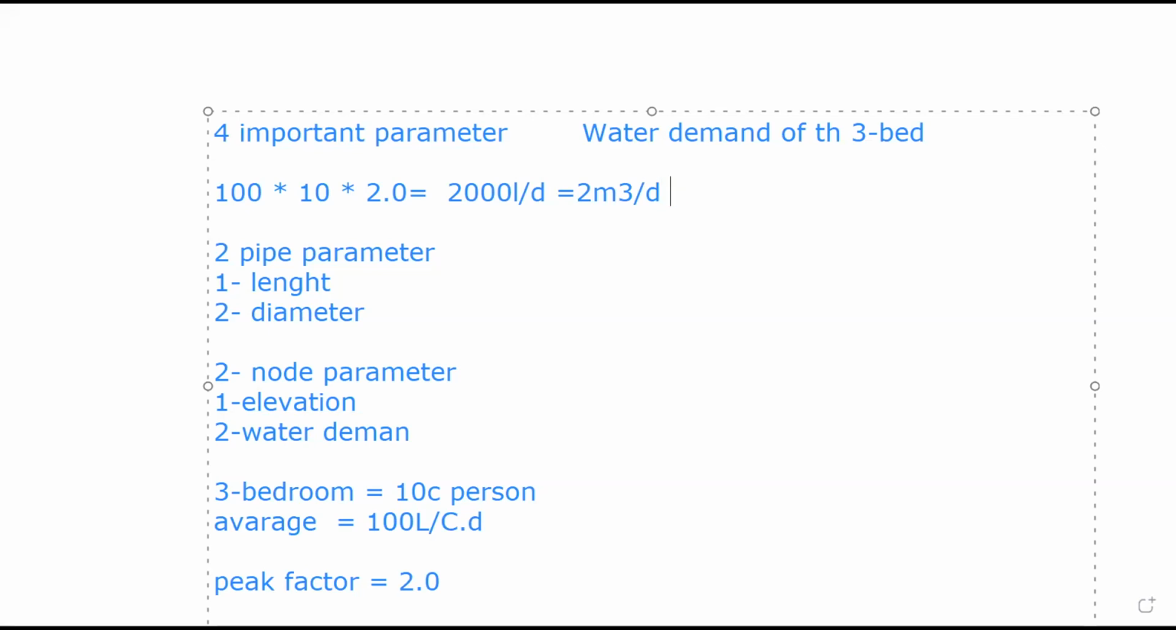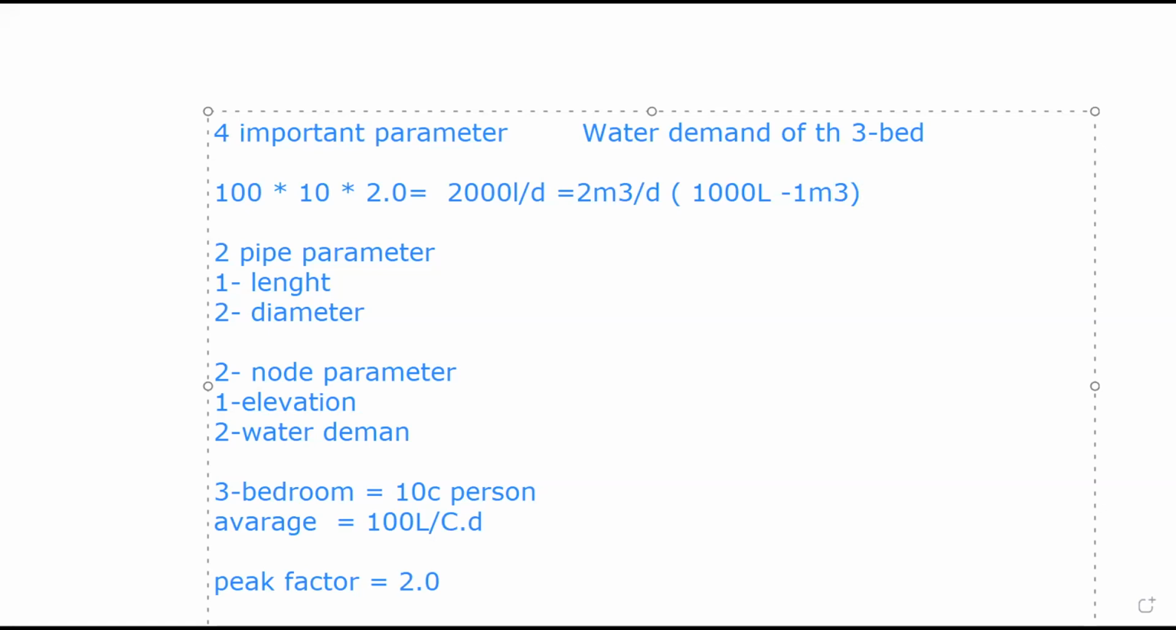The reason is that 1,000 liters makes 1 cubic meter. Is that right?